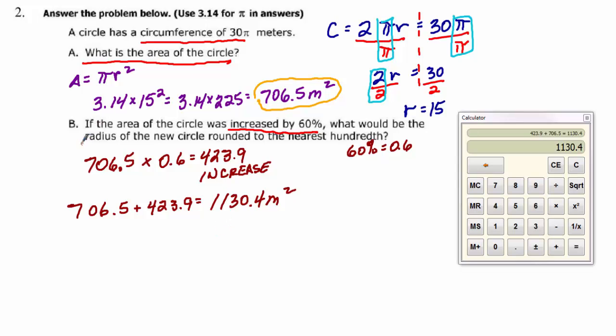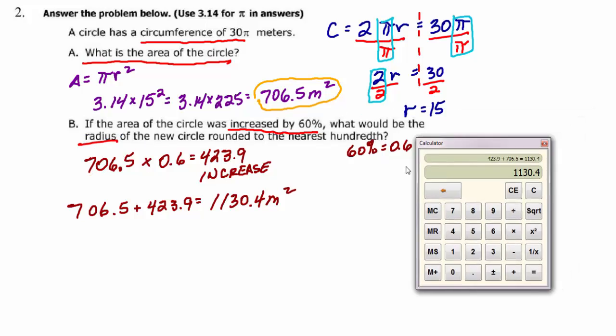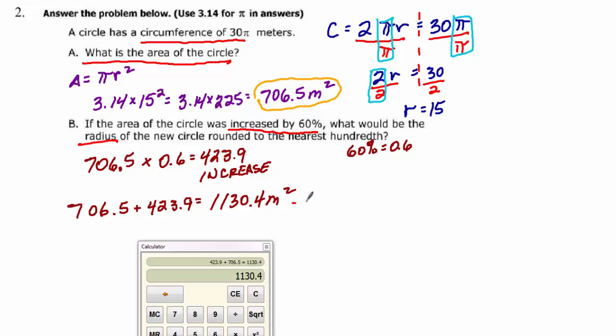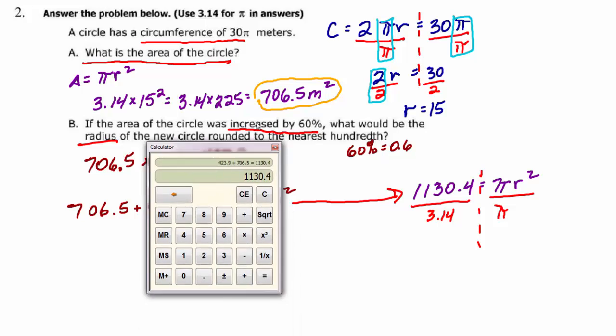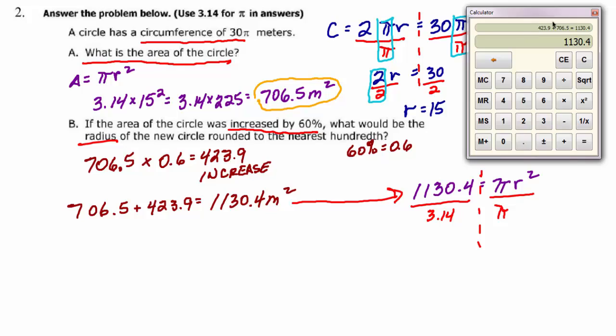And that's still not our answer because they want to know what's the radius of this. So let me get my calculator out of the way and let's figure out the radius of this. We're going to take the 1,130.4, and we know that that is equal to pi times the radius squared. The first thing we're going to divide by on both sides is pi. Over here I'm going to call it 3.14 because that's going to work easier in my calculator.